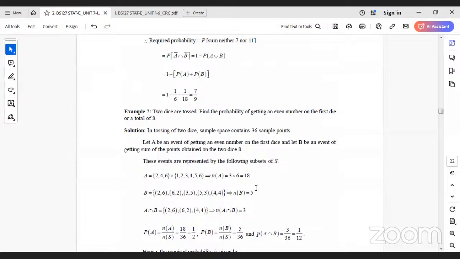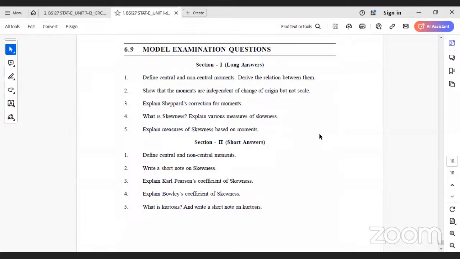So the events are represented by the following subsets of S. A is equal to 2, 4, 6 on the first die, and 1 2 3 4 5 6 on the second, so 3 into 6 is 18. Then for B: 2 6, 6 2, 3 5, 5 3, 4 4. Why do I write 2 6, 6 2? Because the sum of the points on the two dice should be 8.